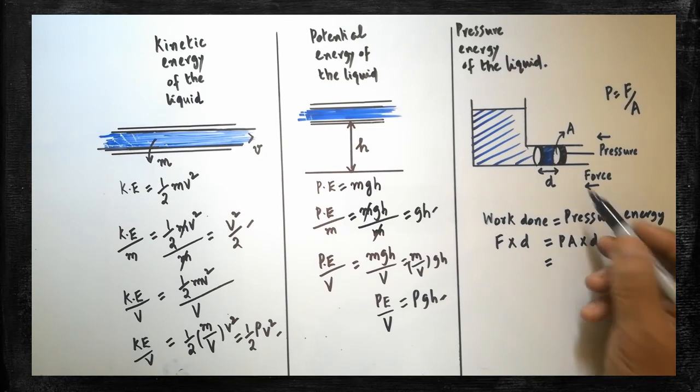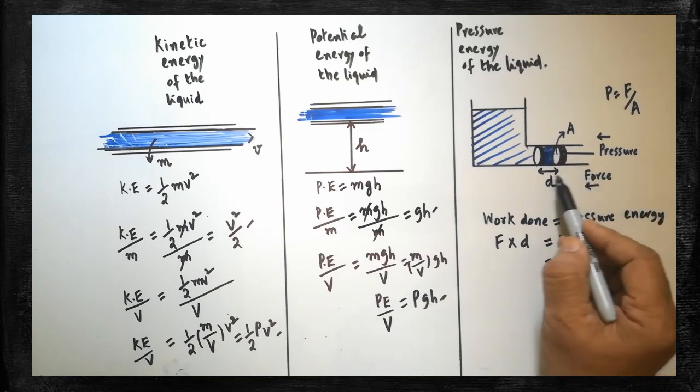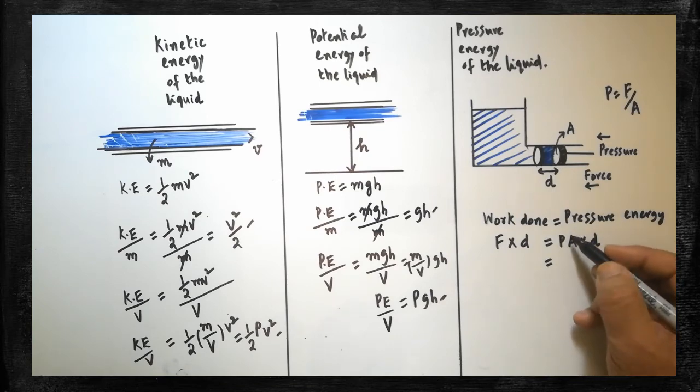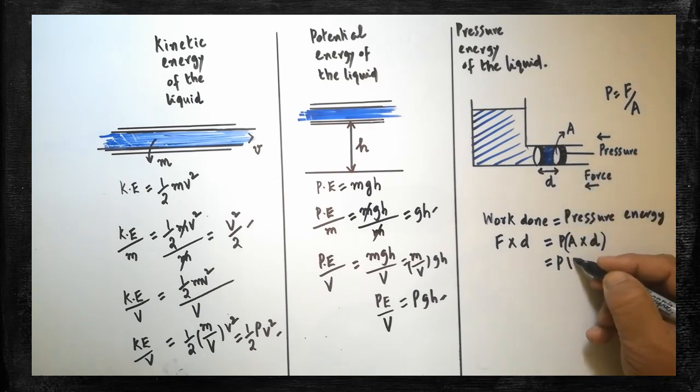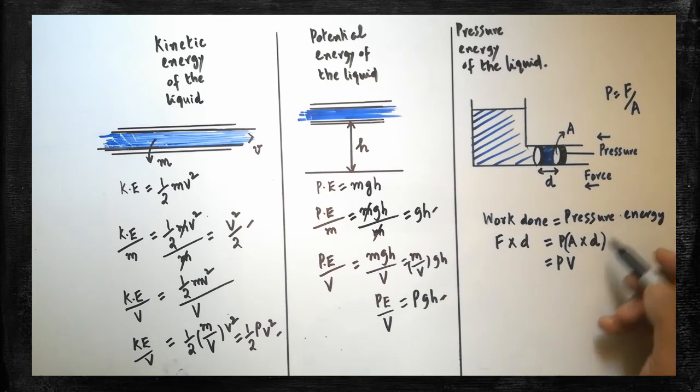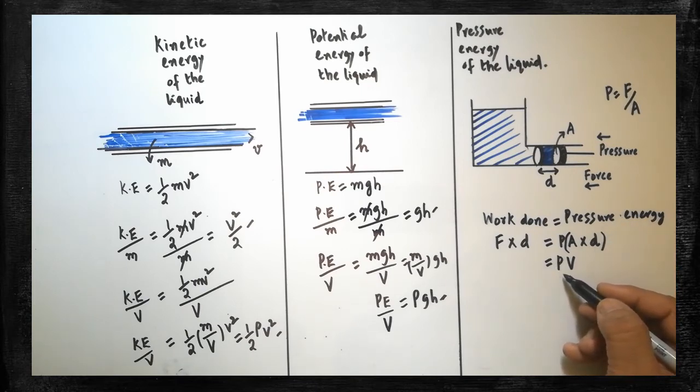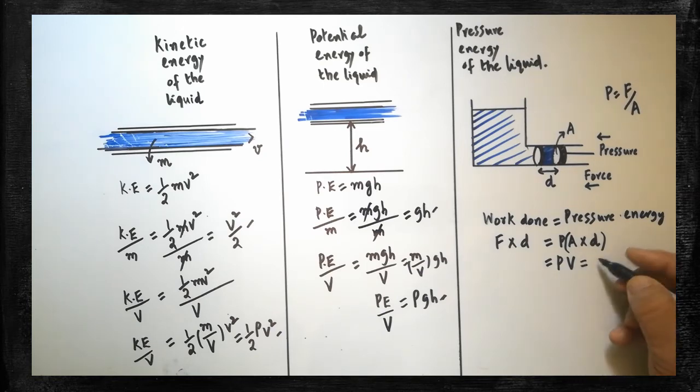Here the area of cross section is A, and the distance travelled by the piston from here to there is D. If A into D is multiplied, you will get the volume of the portion, which can be written as capital V. Therefore, pressure energy can be measured by the formula pressure into volume. That gives you the pressure energy. Make a note.